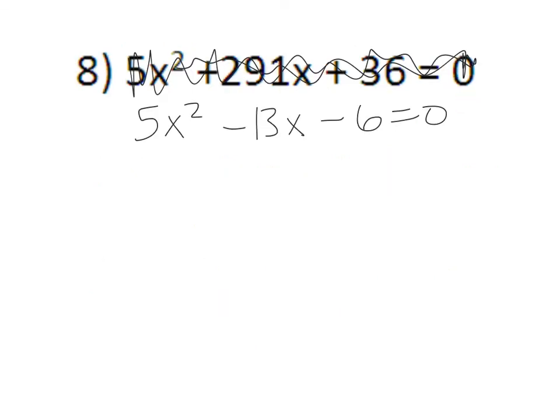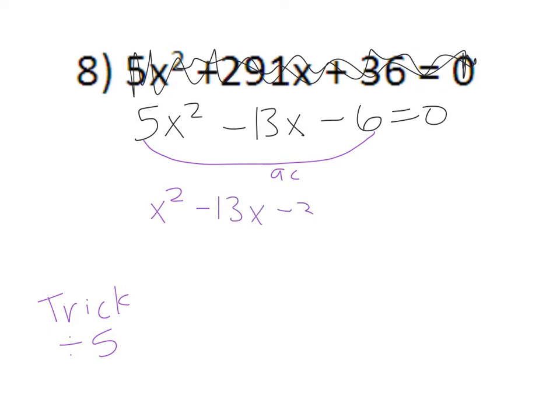Here I have to factor. So I'm going to solve this using the trig method. So I'm going to write trig down here below, divide by 5. Because in order to do the trig method, first I have to do a times c. So this would be written as x squared minus 13x minus 30. And now I'm going to factor this.